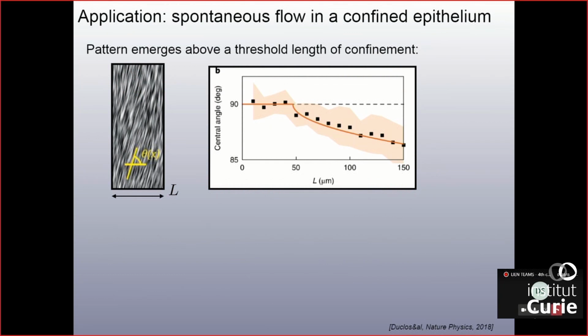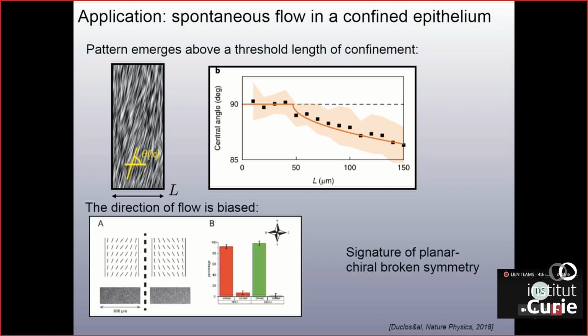This is now the angle at the center of the stripe as a function of the length of the stripe. And you can see that it only goes down. So there is a signature of this planar chiral broken symmetry in the fact that the angle chosen by the tissue is always in one direction.